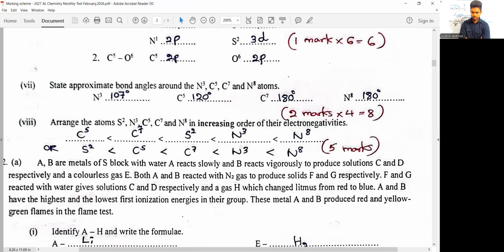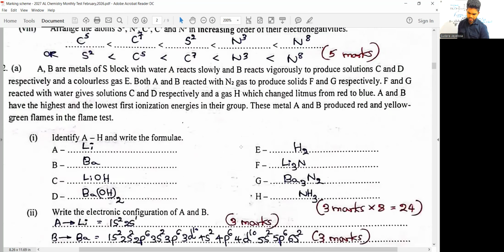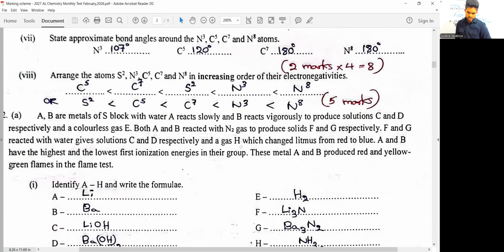Okay. Now let's go to the second structured essay. I'm going to quickly discuss that too. Here they have given a small paragraph and you are asked to identify the elements. I'll tell you what to think and how to think. I'll make it short. It says A and B are s block metals. With water, A reacts slowly and B reacts vigorously to produce solutions C and D and a colorless gas E.